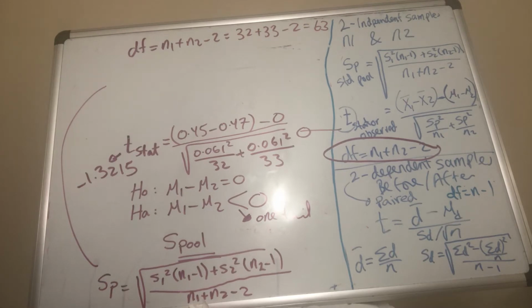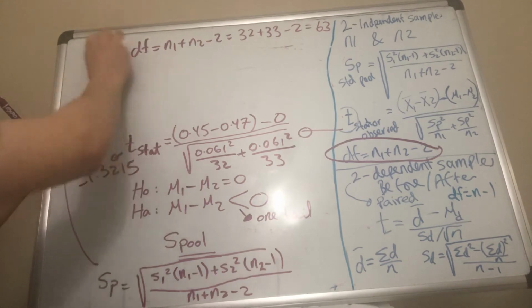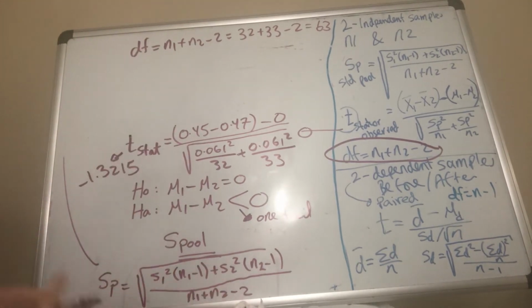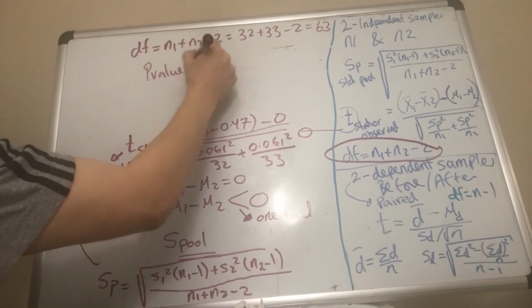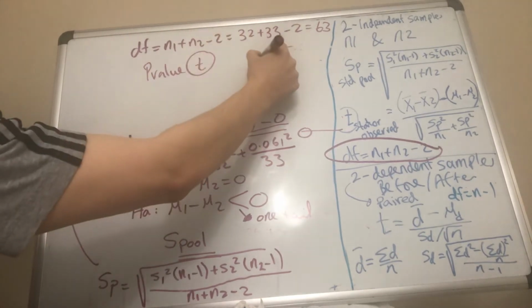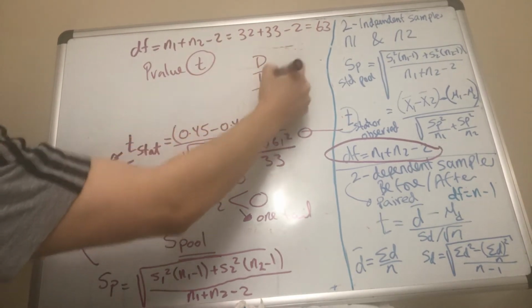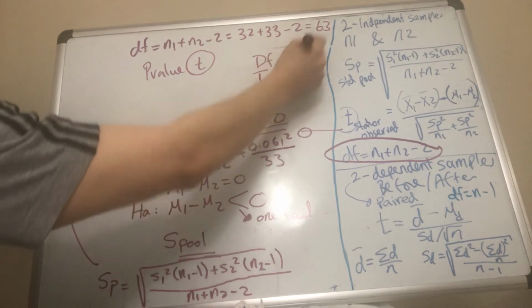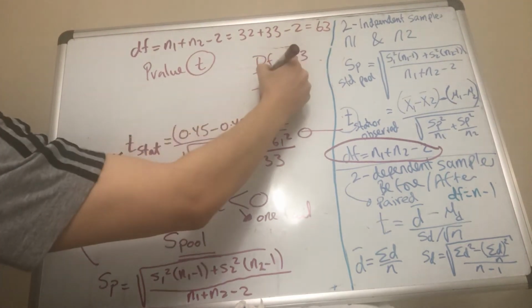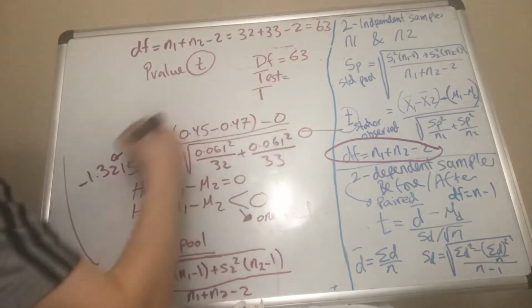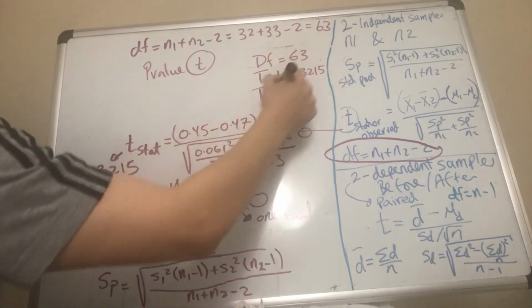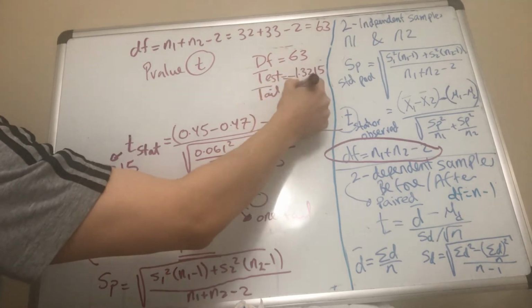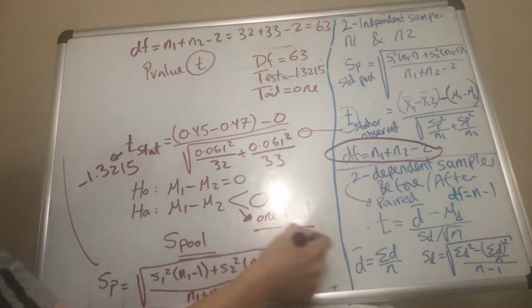And then they want the p-value. I also said in previous videos how to find the p-value for t. You need your t-table. You need degrees of freedom, 63. You need the value of the test, -1.3215. And you need to know whether you're one-tail or two-tail. We say here we're one-tail.